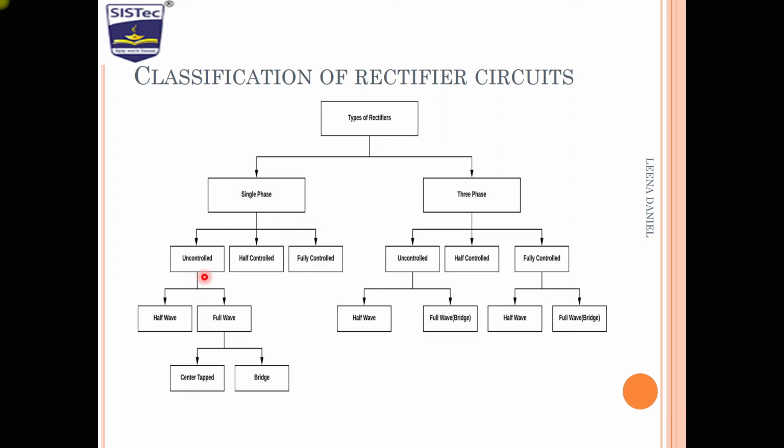Uncontrolled rectifiers can be further divided into half wave rectifier and full wave rectifier. Center-tapped rectifier and bridge rectifier are the types of full wave rectifier. So these are the rectifier classifications in the case of single phase.